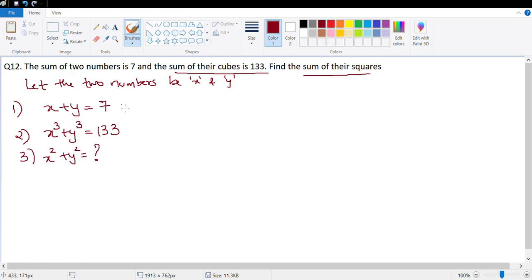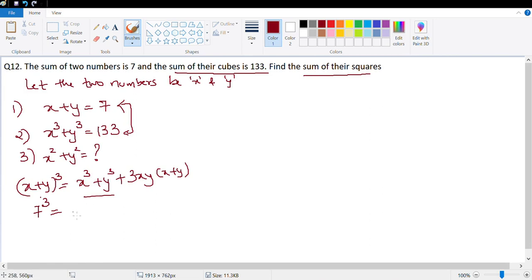So any relationship between these two? Yes, what I know is x plus y the whole cube is equal to x cube plus y cube plus 3xy times x plus y. Yes, that's the correct equation. Let's substitute values of what I know. This is 7 cube, x cube plus y cube given as 133 plus 3xy times x plus y given as 7. 7 cube, that is 343 minus 133, if I take 133 on the other side, is equal to 7 into 3, 21xy.